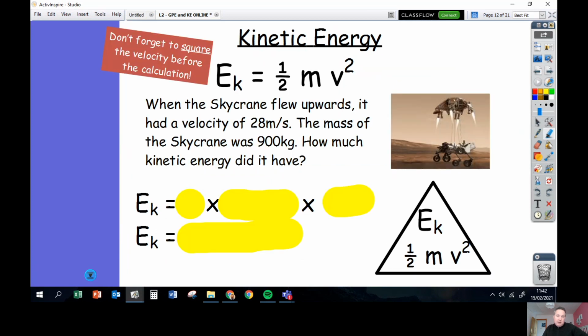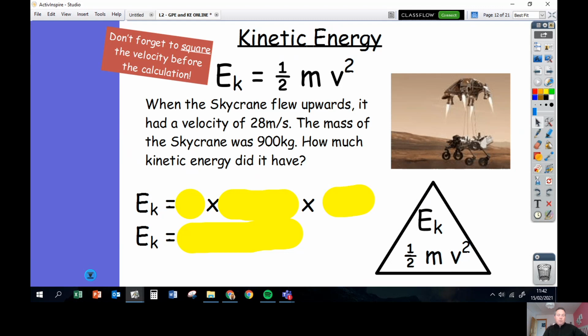So for example, here's a standard one to work out the kinetic energy of an object, looking at the Sky Crane spaceship on Mars again. When the Sky Crane flew upwards, it had a velocity of 28 meters a second. The mass of the Sky Crane was 900 kilograms. How much kinetic energy did it have?